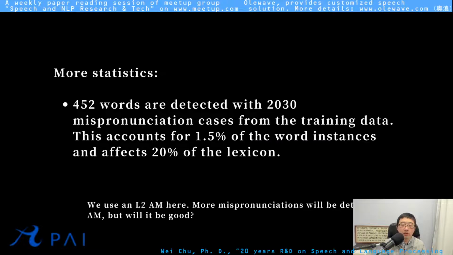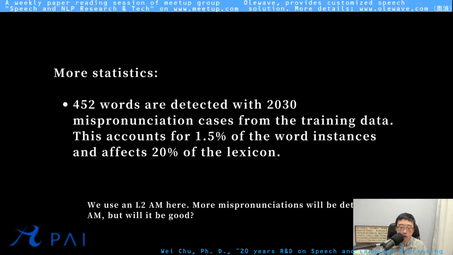Here I have a question for you, or it's like a homework. Suppose you have an L2 acoustic model. The acoustic model tries to handle the accent of the L2 learners. More mispronunciations would be detected with an L1 AM, but would that be good?